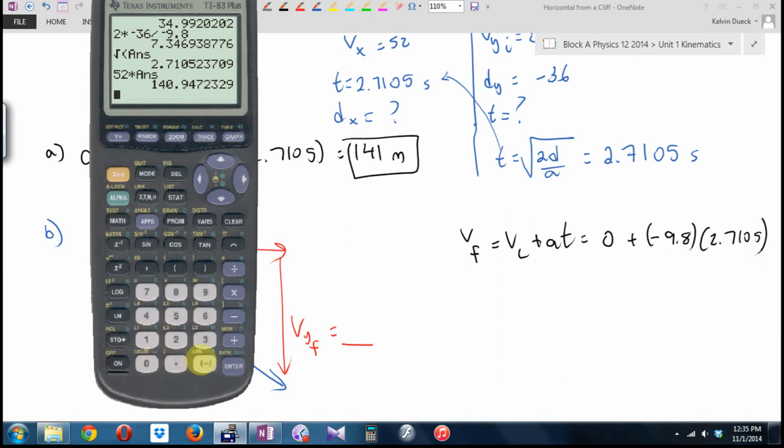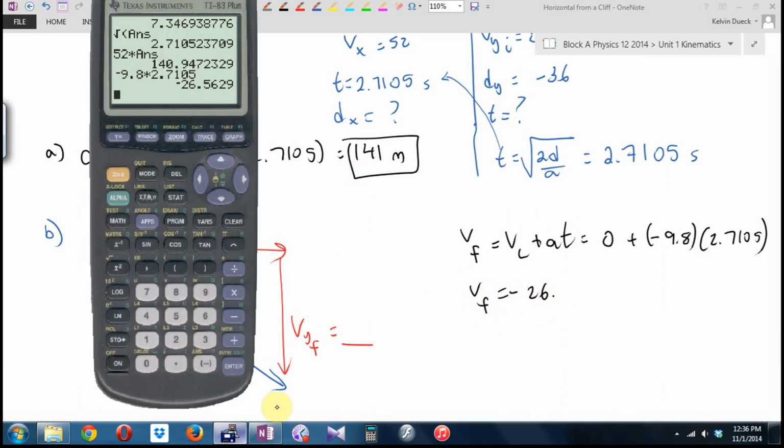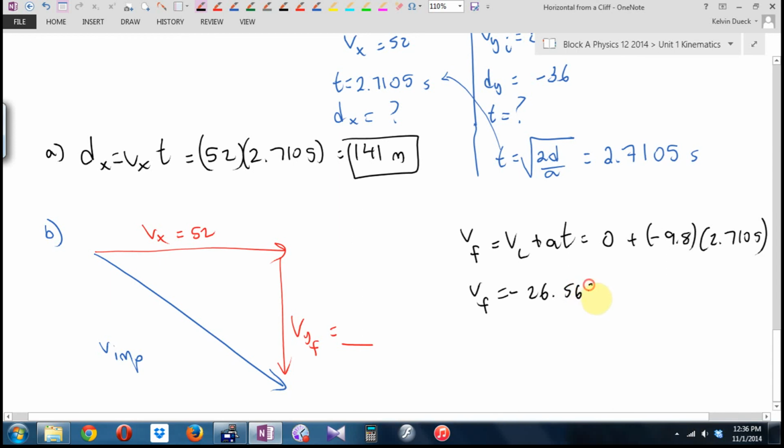Don't need to write the 0 plus. Negative 9.8 times 2.7105, and I get negative 26.563. I get v final equals negative 26.563. I'll carry extra sig figs because I don't want to round off, since I'm using this to find an actual answer. I ditched the negative because the arrow pointing down means negative.